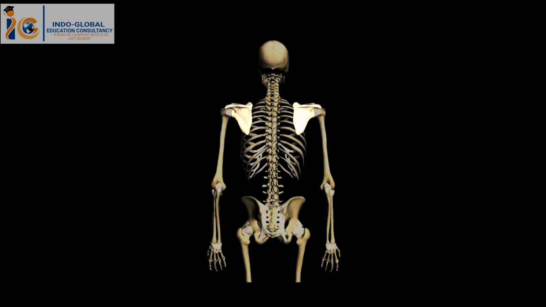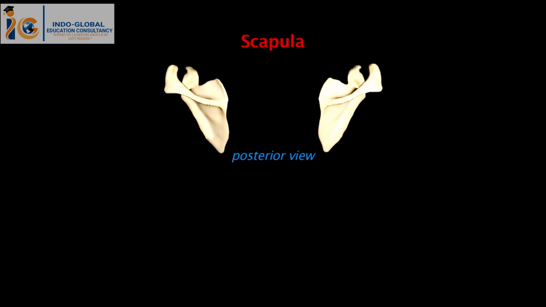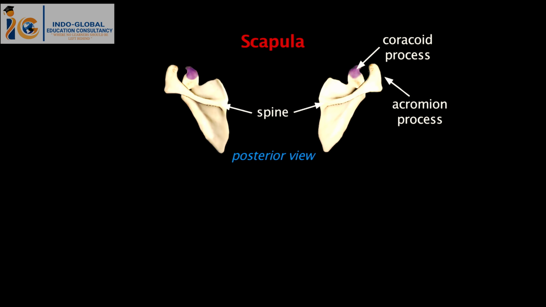The second bone that makes up the shoulder is the scapula. It's a flat triangular bone on the posterior lateral aspect of the thorax. Along the posterior surface of the scapula is a prominent ridge called the scapular spine. And at the lateral end of the spine is the acromion process, which, as I mentioned before, articulates with the clavicle. Just anterior to the acromion process is another process called the coracoid process that helps to stabilize the shoulder joint.